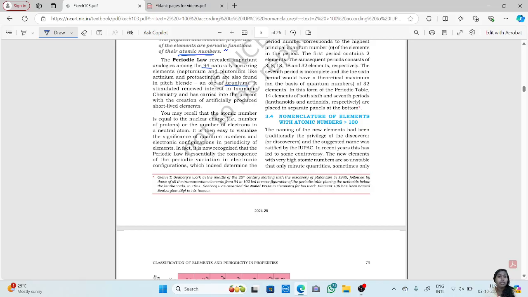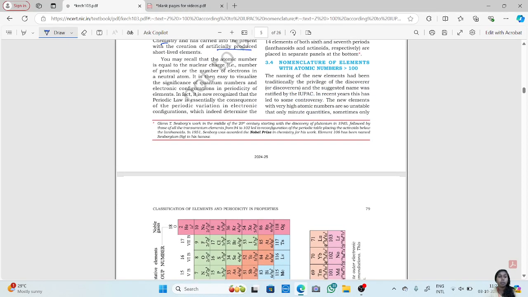Now, it stimulated renewed interest in inorganic chemistry and has carried into the present with the creation of artificially produced short-lived elements. Now, you may recall that the atomic number is equal to the nuclear charge, that is, the number of protons. We know atomic number is equal to the number of protons or number of electrons, because both are equal in a neutral atom.